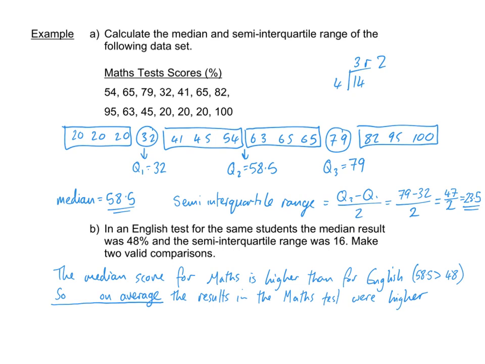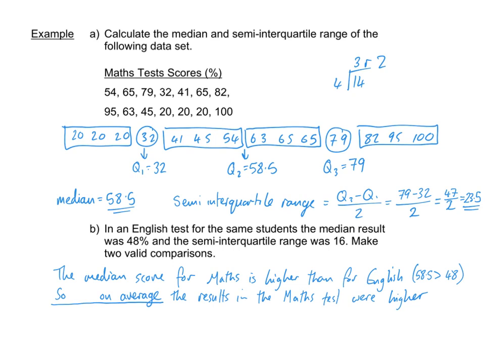Now, semi-interquartile range is a measure of spread, how spread out the data is. So if data is very well spread out and very varied, then you would have a high semi-interquartile range. If the data is much more tightly clustered together, much more consistent, then you would have a smaller semi-interquartile range. So the semi-interquartile range is a way of measuring how consistent or how varied a set of data is. So let's make that comparison there.